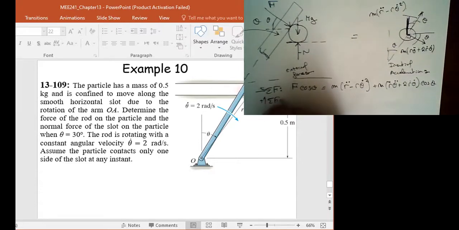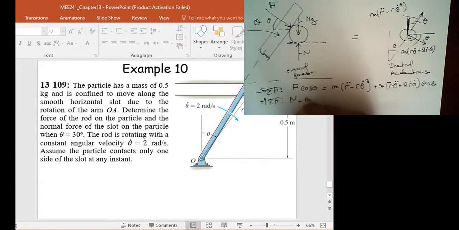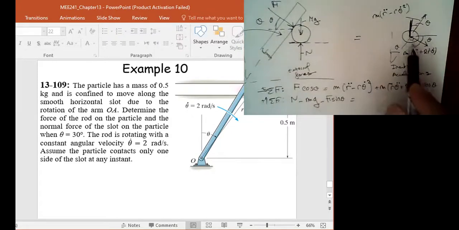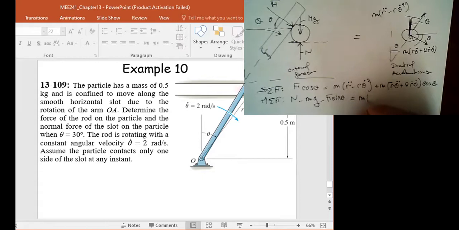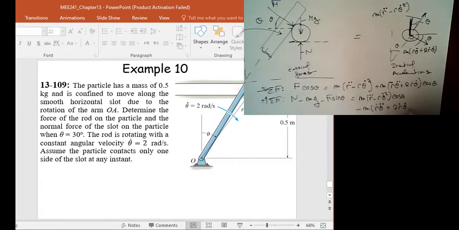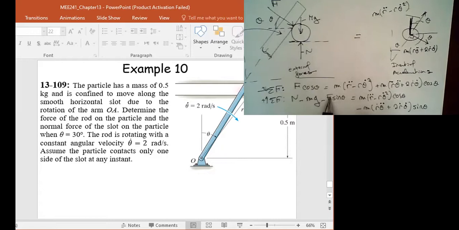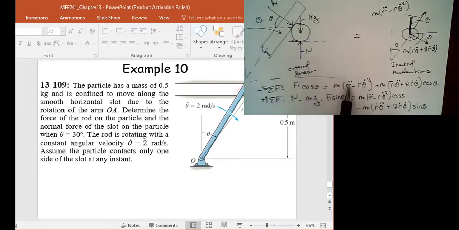We need to do the same thing and then sum in the vertical direction. I'm going to end up with N minus mg minus F sine theta is going to be equal to my vertical, so I have to use a vertical direction on this end. It will be m(r double dot minus r theta prime squared) cosine theta minus m(r theta double dot plus 2 r prime theta prime), and then this whole thing is basically multiplied by sine theta. So we can find F first. Once we find F, we can find N. So I need to know these guys, right?